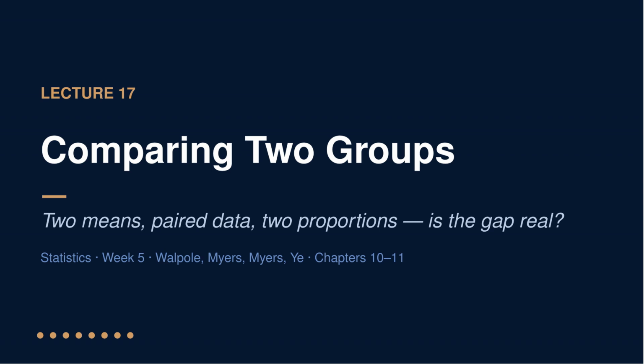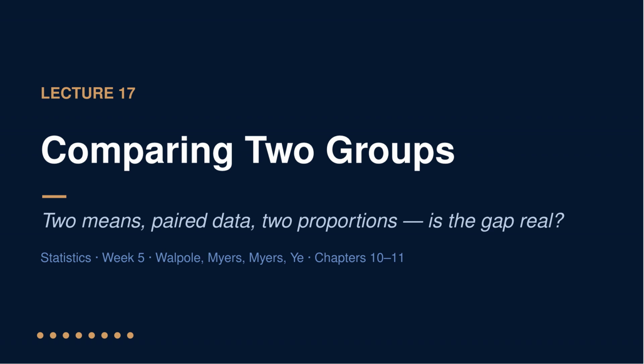Today, we point the same machine at two groups at once. Two means, paired measurements, two proportions. Same 4 steps every single time. The only thing that ever changes is the standard error. This is Week 5, Lecture 17, comparing two groups.